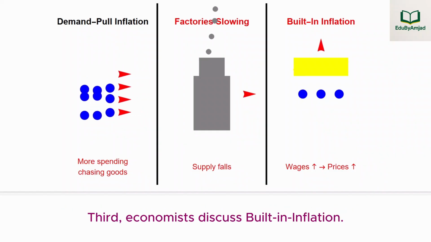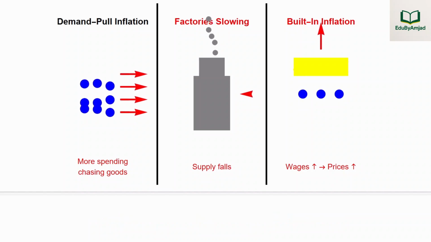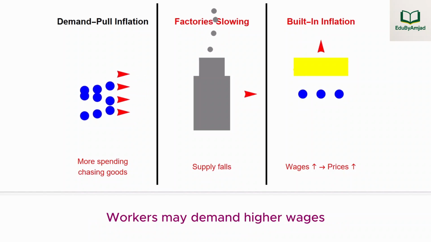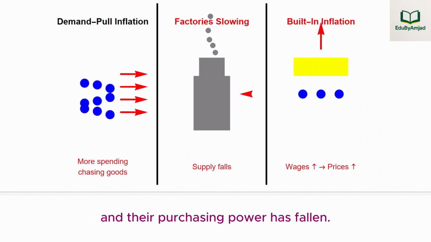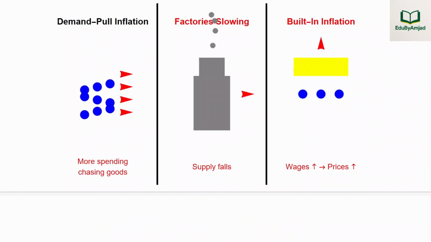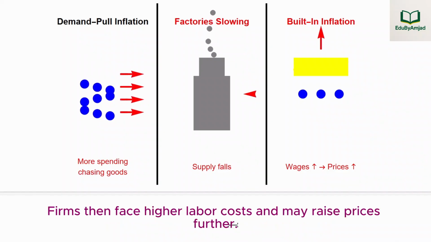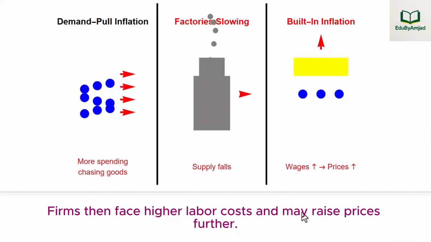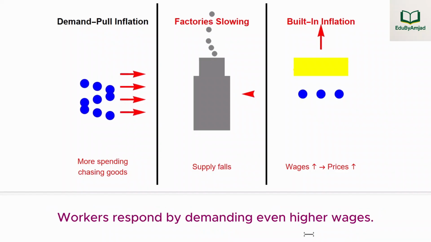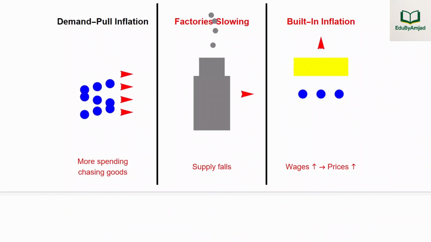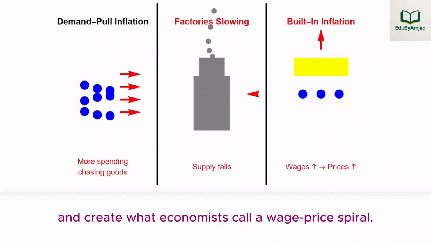Third, economists discuss built-in inflation. Workers may demand higher wages because prices have already increased and their purchasing power has fallen. Firms then face higher labor costs and may raise prices further. Workers respond by demanding even higher wages. This process can continue and create what economists call a wage price spiral.